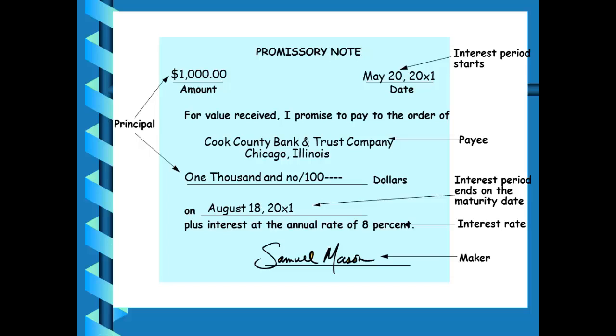Here's an example of one we looked at back in chapter 1. Here we have Samuel Mason promising to pay Cook County Bank and Trust $1,000, making that promise on May 20th. He's going to make the payment on August 18th, and he's going to pay back the face value of $1,000 plus also interest at the rate of 8%. Who would you rather be in this transaction? Would you rather be Samuel Mason or would you rather be Cook County Bank and Trust? Cook County Bank and Trust. Okay, well that's one because we're going to receive that payment. On August 18th, we're going to receive that $1,000 plus the interest.